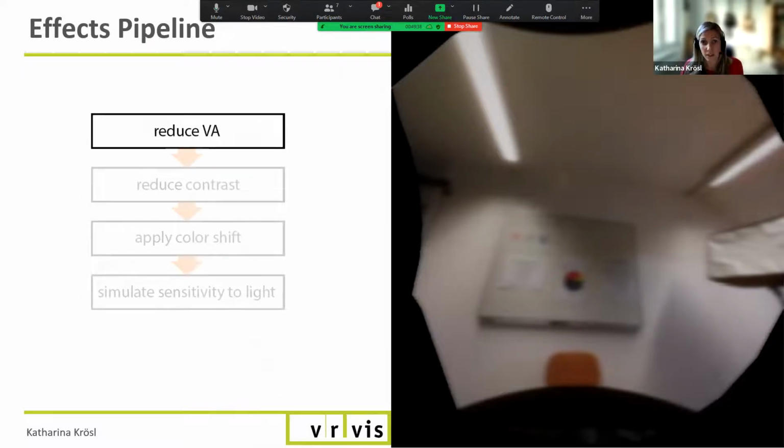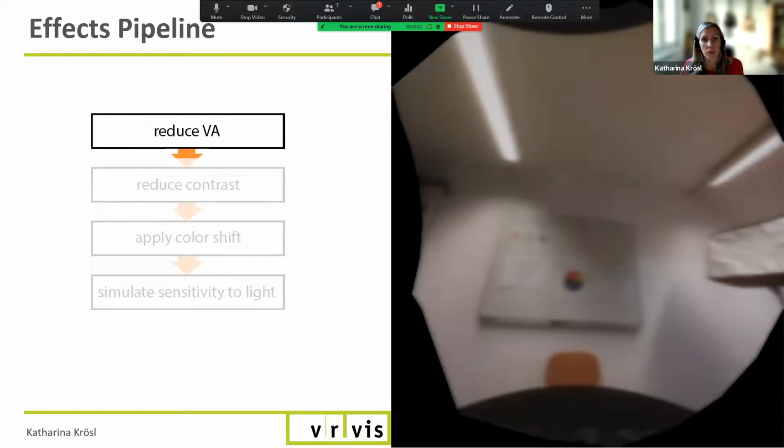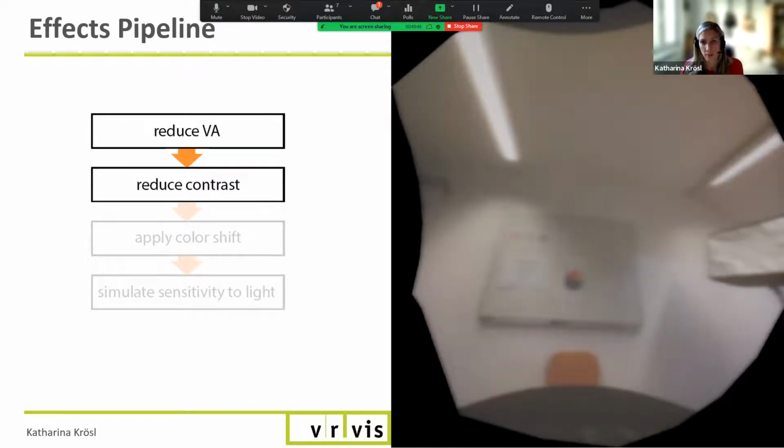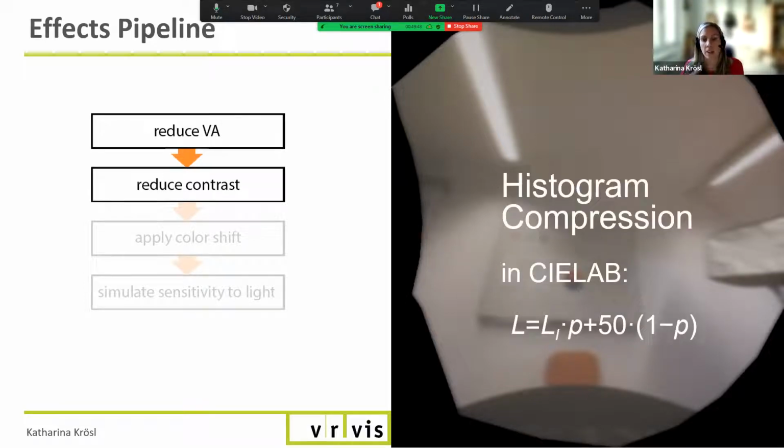And next, we reduce the contrast. So we use a histogram compression of luminance values in the CIE LAB color space. And we do this because this color space is actually perceptually uniform. This means that the lightness value L in this color space represents the perceived luminance of a pixel. And therefore, the histogram compression results in a perceptual contrast reduction.